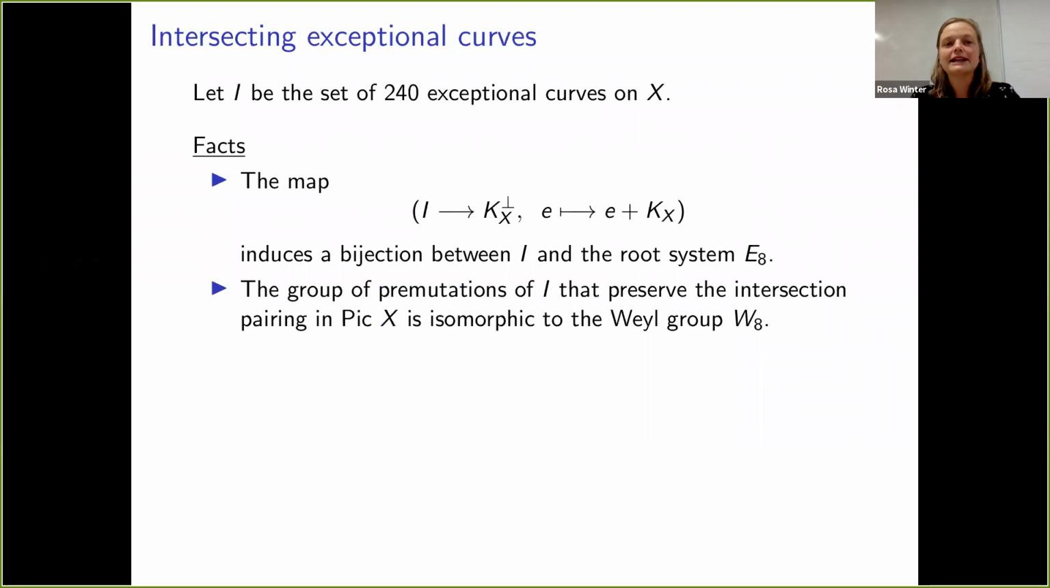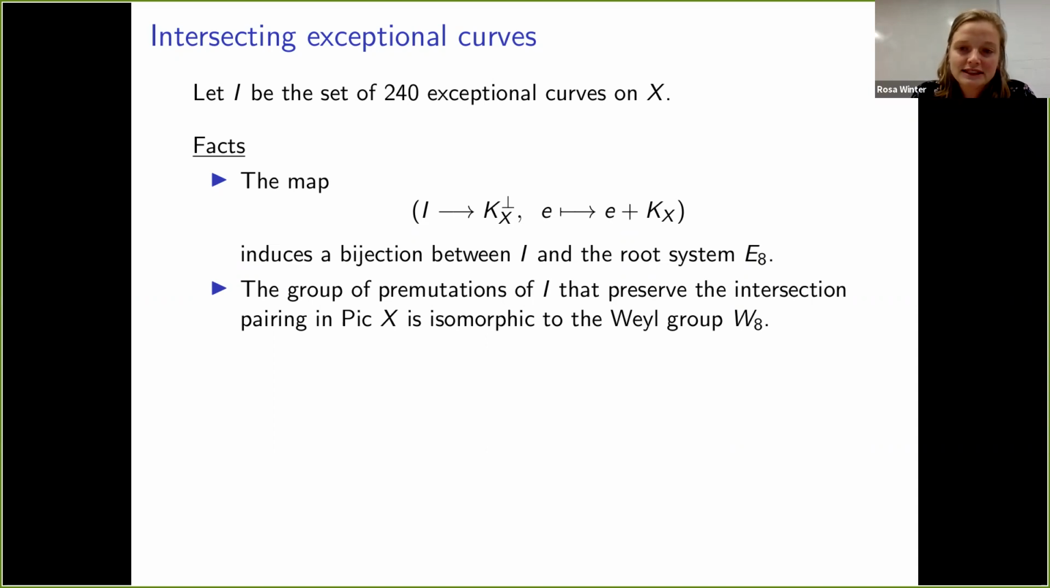Yeah, and how did we do this? I want to say a bit about these intersecting exceptional curves, because we will use this later too. Let I be the set of these 240 exceptional curves. Then there's a map from I to the orthogonal complement of the canonical divisor within the Picard group of X, sending an exceptional curve to the sum of the curve plus the canonical divisor. And this induces a bijection between these 240 exceptional curves and the root system E8.